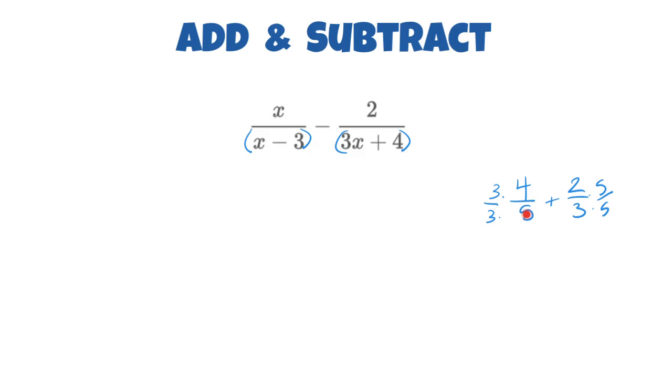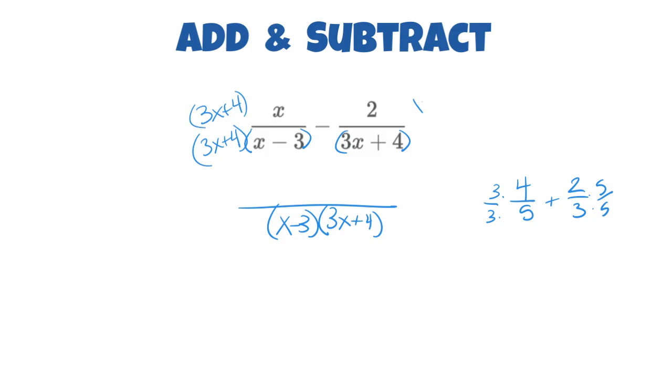Just like over here, you had to take the 5 times the other denominator, you had to take the 3 times its other denominator. These are the two denominators just multiplied together. So here's my common denominator, x minus 3 and 3x plus 4. Which means over here on the left, I'm going to have to take this fraction times 3x plus 4 so that it'll have that common denominator. And then over here, you've got to take the right side times an x minus 3 so that it will get that common denominator. So I definitely now have this common denominator on both sides.